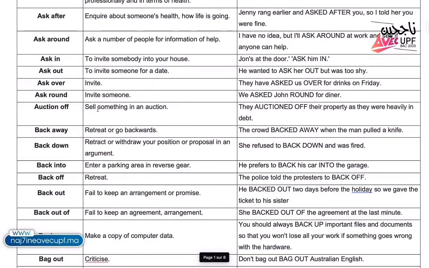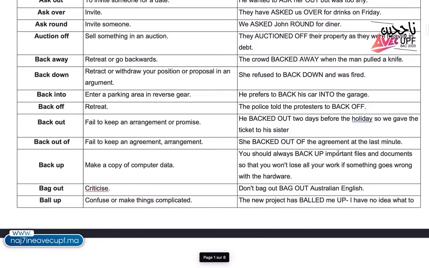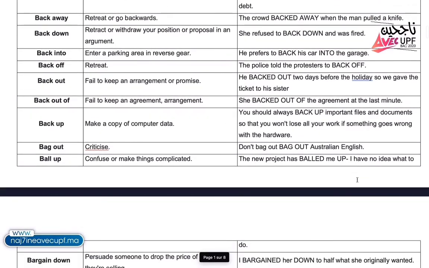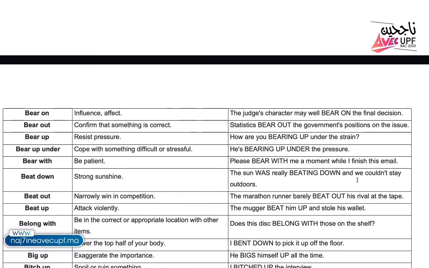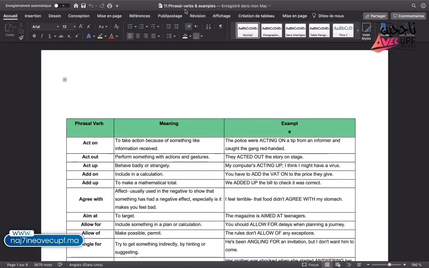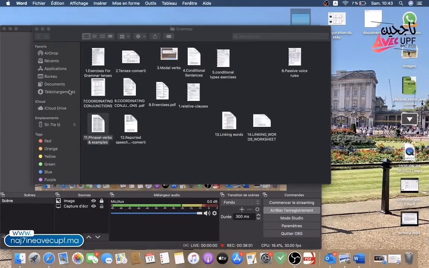Back away, back down, مثلا she refused to back down and was fired, يعني retract or withdraw your position or process in an argument. Back up, make a copy of a computer, okay. Bag out, ball up, okay, et ainsi de suite. هنا كاين plusieurs، حاولوا تاخذوا، vous cochez les plus importants اللي قريتهم بزاف، وحاولوا تستعملوهم في les phrases ديالكم. Sur internet راه كاين تبارك الله بزاف ديال الأمثلة وديال les exercices اللي يمكن لكم تستعملوهم.